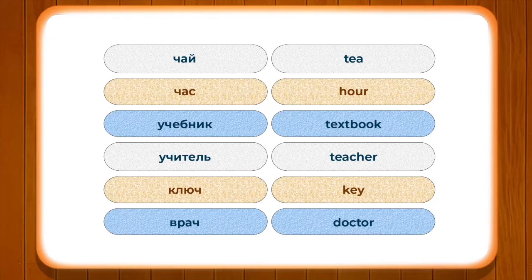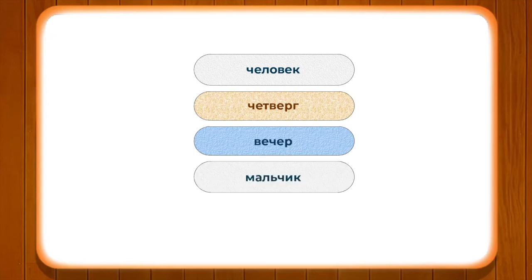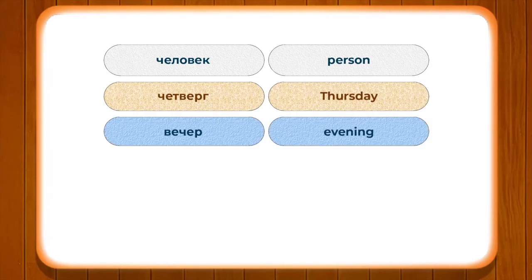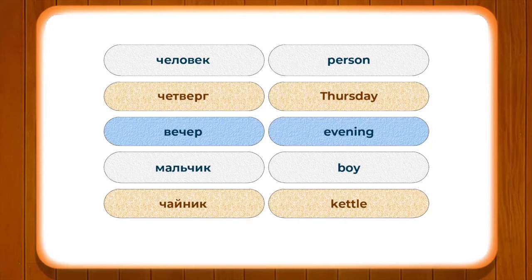Alright, now let's go to the next part. Here again you can see some new words which you can use in your own sentence construction. The words are chelovek, chetverg, vecher, malchik, chaynik. Now let's learn the meaning of these words. Chelovek means person, chetverg means Thursday, vecher means evening, malchik means boy, and chaynik means kettle.